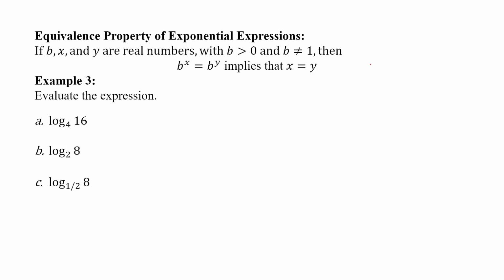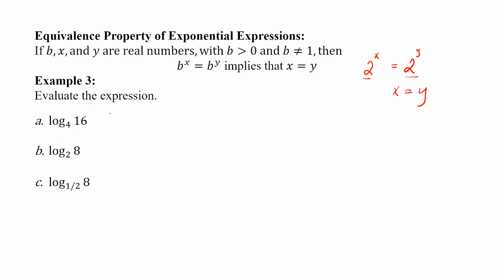So if you have something like 2 to the x equals 2 to the y, if the bases are the same and they are equal to each other, then the exponents must be the same. There would be no way to have 2 to the something power equal 2 to the something else power. That wouldn't happen. So x and y have to be equal if the bases are equal. So we're going to use that fact, that property of exponential expressions, to figure out what these logarithms are.